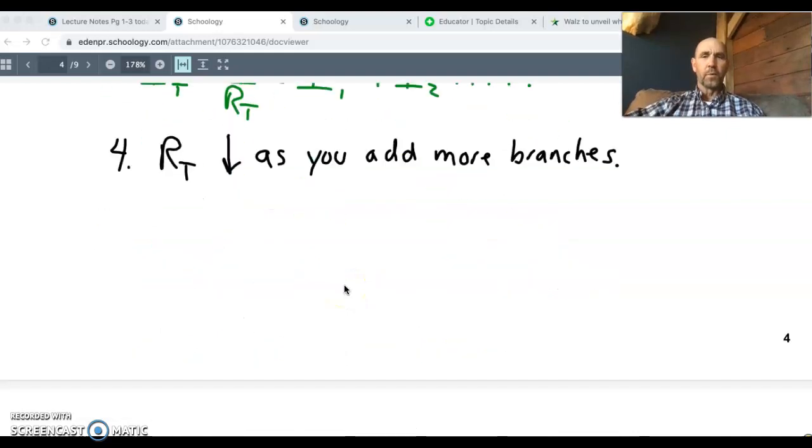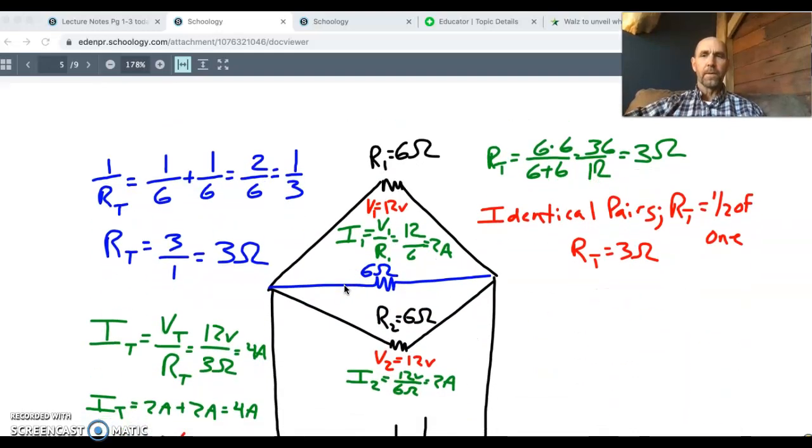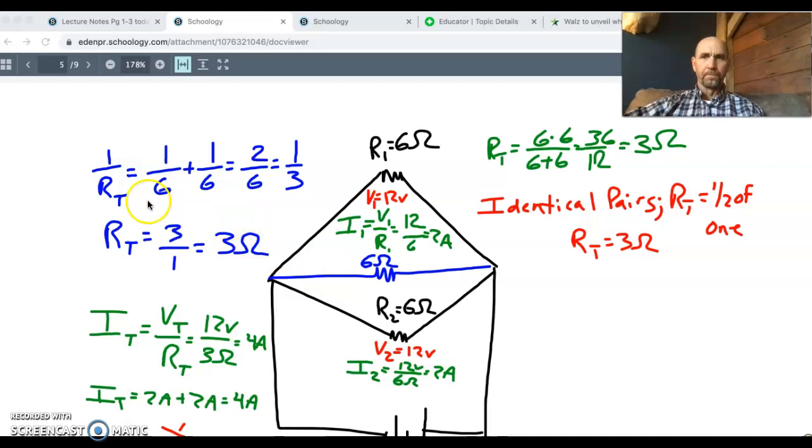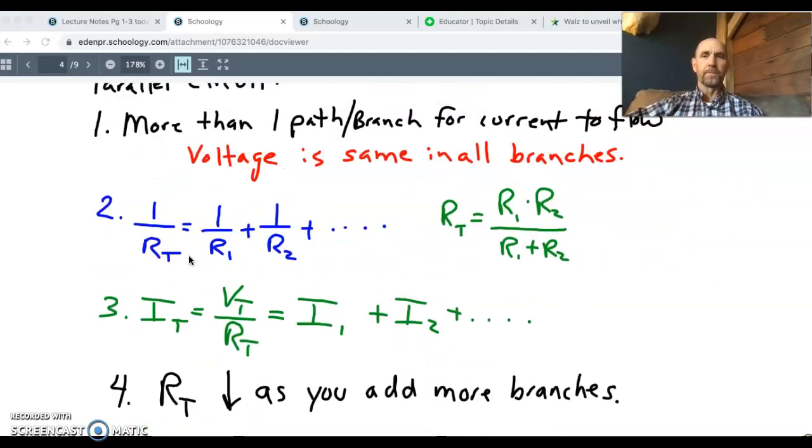So in our example over here, up in blue, I have 1 over RT equals 1 over 6. I have a 6-ohm resistor for number 1. I have a 6-ohm resistor for number 2. 1/6 plus 1/6 is 2/6, reduces to 1/3. Now remember, 1 over RT is 1 over 3, so RT is 3 over 1, or 3. Okay, so you make sure you have to flip it. So that's the total resistance in a parallel circuit.